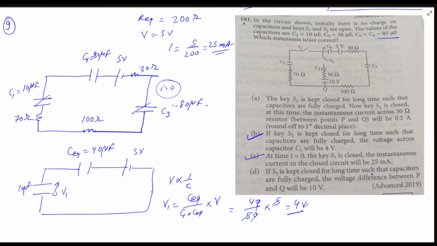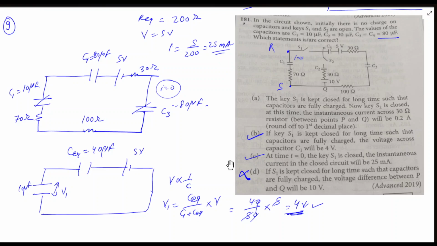As S1 is kept closed for a long time, such that capacitors are fully charged, the voltage difference between P and Q will be 10 volt. So look, the voltage difference between P and Q will be the same as the potential difference across these two points. Let's call them R and S. And we know after a long time the current will be zero in this. So the potential drop across RS will be the same as the potential drop across C1 and it will be the same as PQ. So we know the potential difference across C1 was 4 volt. So the potential drop across RS will be 4 volt. So the potential drop across PQ must be 4 volt. So this D option is absolutely wrong, right?